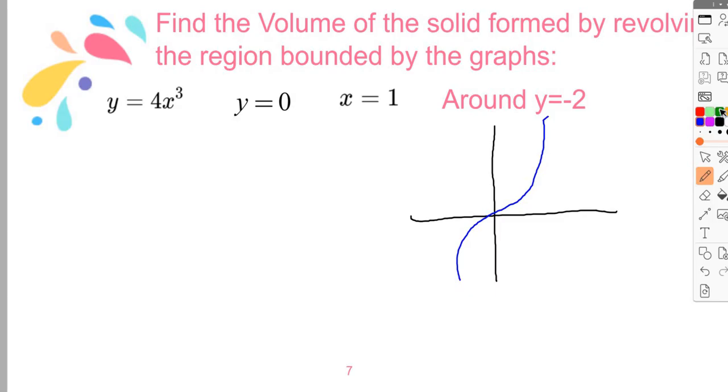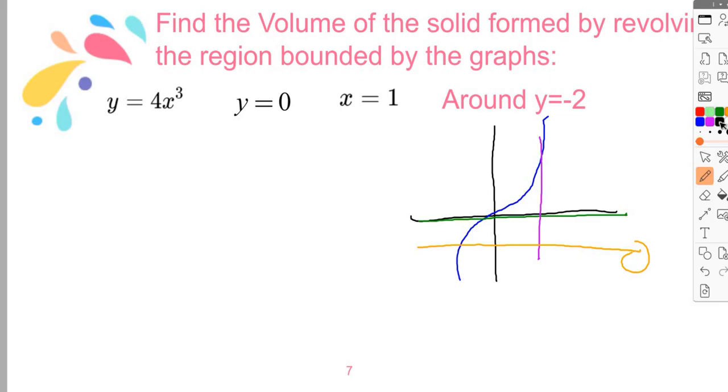Then again, we are at y equals 0. This time we are at x equals 1. And what are we rotating about? Y equals -2, which is going to be a horizontal line, but notice that that horizontal line is below the x-axis. Agreed? That's going to change up some of our stuff.